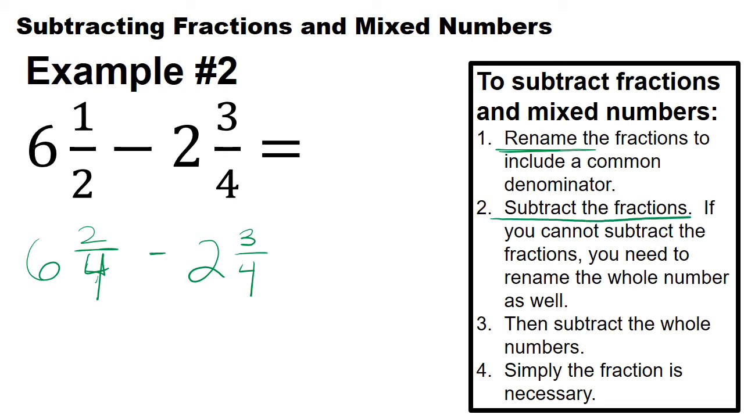In step number 2, it says subtract the fractions. So 2 minus 3 actually gives us a negative number. In this case, there's a little part here in your notes. It says if you cannot subtract the fractions, you will need to rename the whole number as well. The way this works is we're going to borrow from the whole. We'll take our first fraction, 6 2/4, and borrow a whole from there. So the 6 becomes a 5.